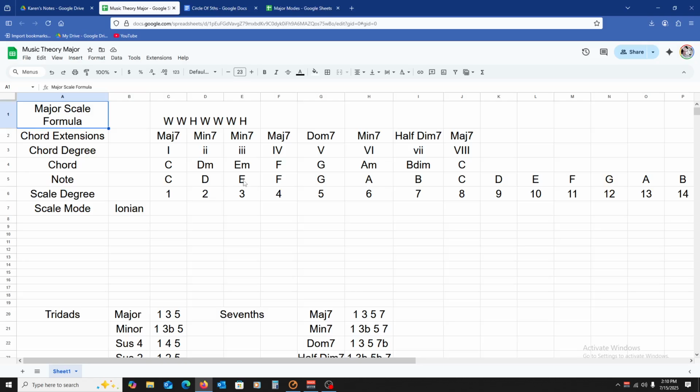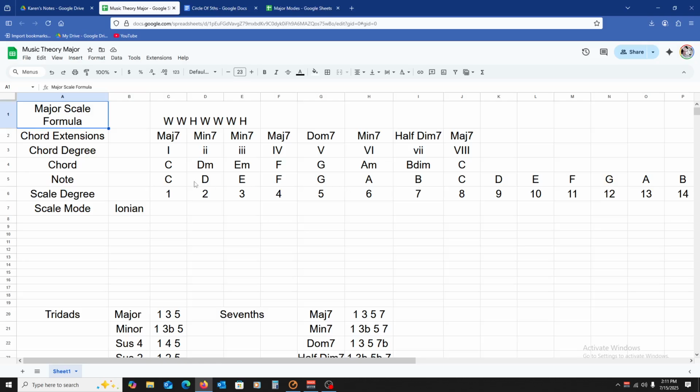An E minor would be an E, a G, and a B. An F would be an F, A, and C. G would be G, B, and D. A minor would be A, C, and E. And a B diminished would be a B, a D, and an F. And then we're back to C, which is a C, E, and G.